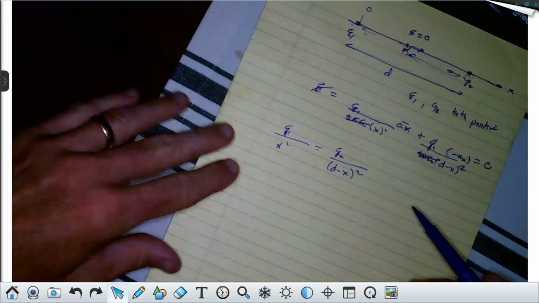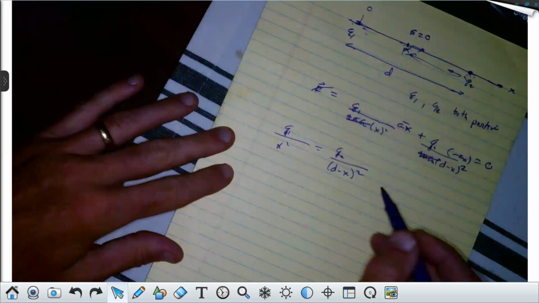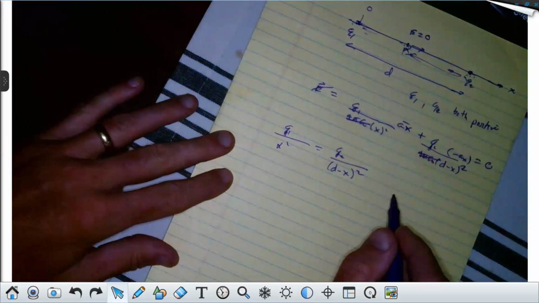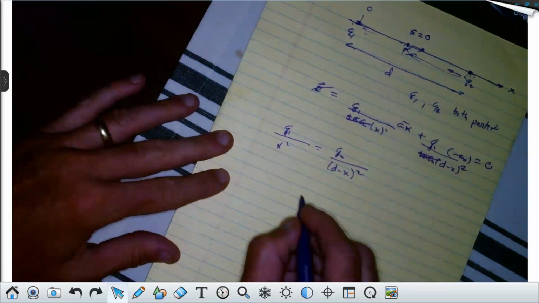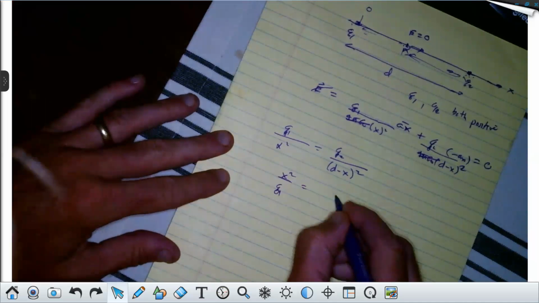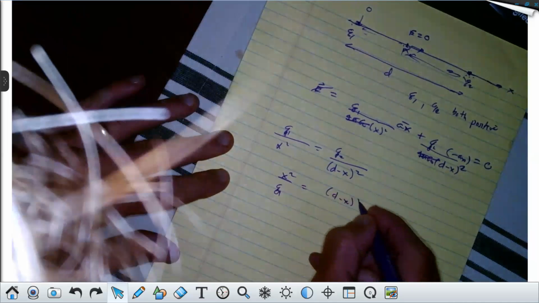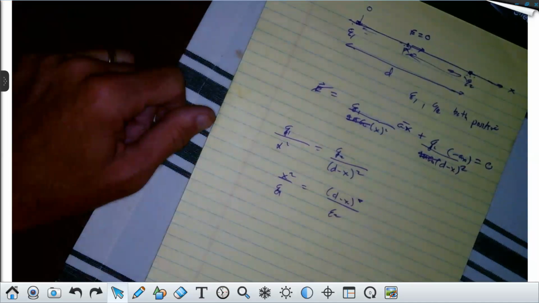Guys, this is not rocket science. This is basic, like 10th grade math. What do we do, guys? Well, how about we take an inverse of both sides? So I have x squared over q1 equal to d minus x squared over q2, right? Are you okay with that? I took 1 over both sides. And then what do I do?